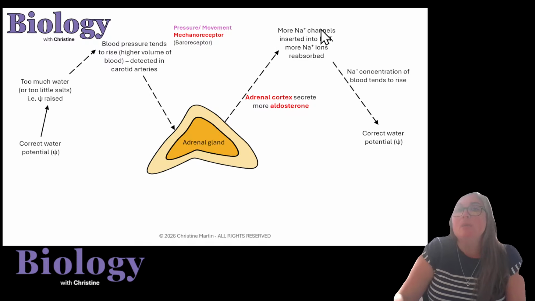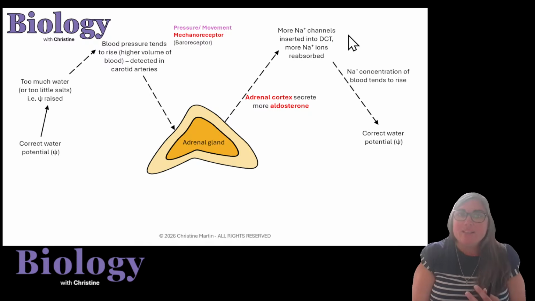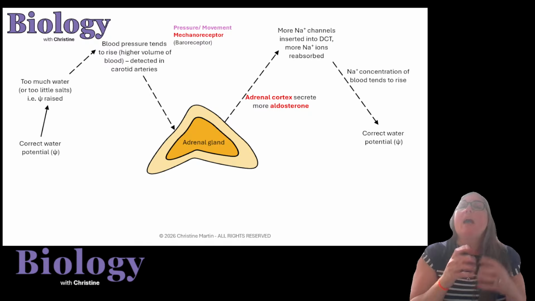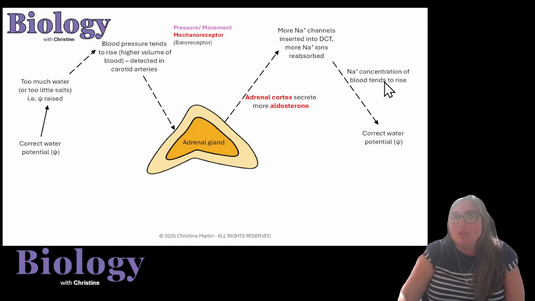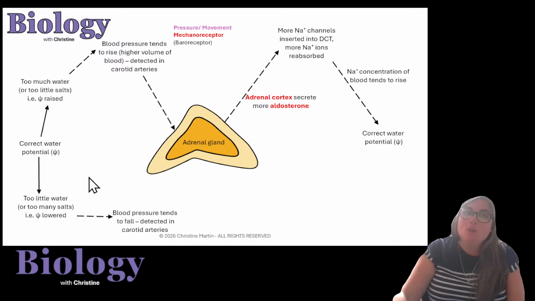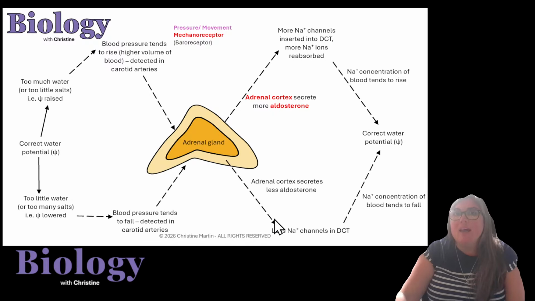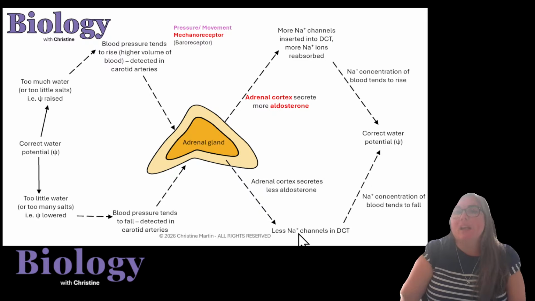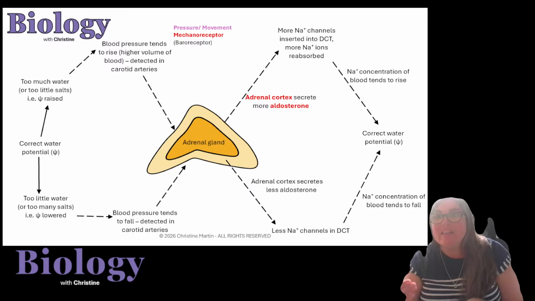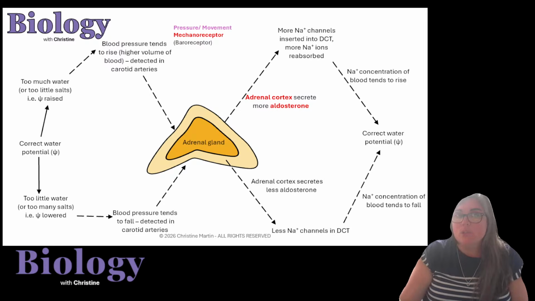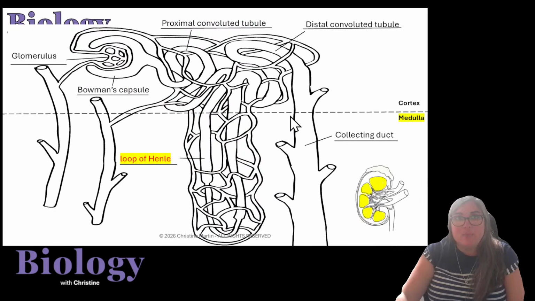Aldosterone is going to result in more sodium channels being inserted into the distal convoluted tubule, and therefore more sodium ions can be reabsorbed. The sodium concentration in the blood tends to rise, and therefore we get the correct water potential. Go the opposite way, we do the opposite. We're going to have less secretion, less sodium channels, therefore less sodium in the blood. And so again, negative feedback, but looking at it in our salt concentration. You should know about your mineralocorticoids, and aldosterone is a prime example of that.